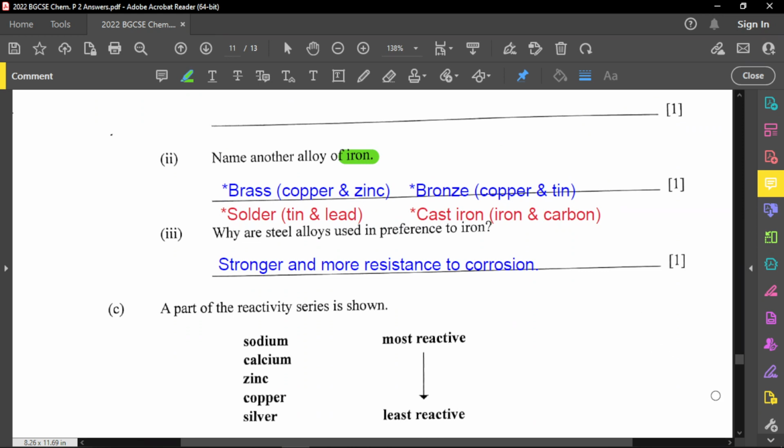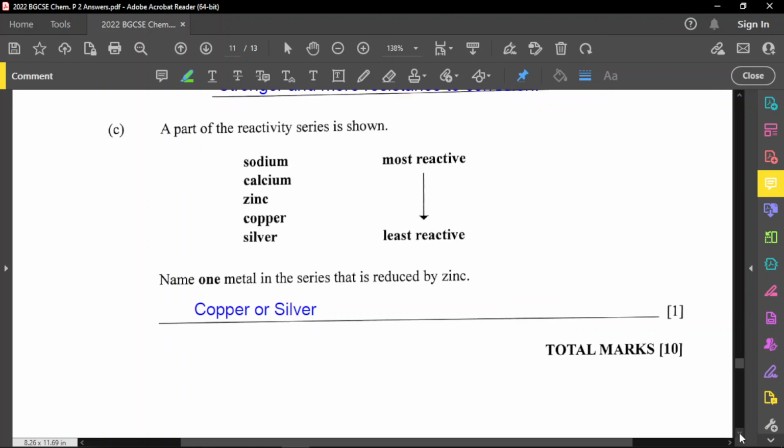Now for part 3, it said, why are steel alloys used in preference to iron itself? Steel alloys are stronger than iron, and they are more resistant to corrosion. Those two are the main reasons why you use alloy steel compared to iron alone. Now for part C, part of the reactivity series is shown. Sodium is the most reactive and silver is the least reactive. It asks to name one metal in the series that is reduced by zinc. For it to be reduced by zinc, it must fall below zinc, and so copper or silver would be one of the options.